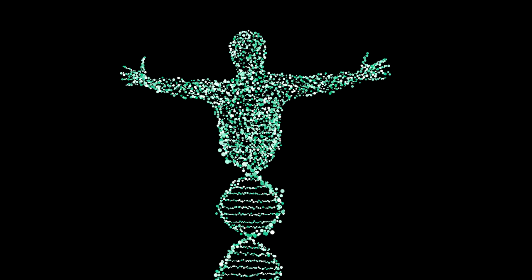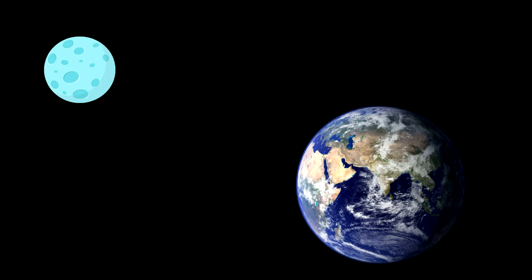Now imagine if we were to take the DNA out of all 50 trillion cells. How long would that be? We could wrap around the Earth's equator 2.5 million times, or we could travel to the moon and back 1,500 times.